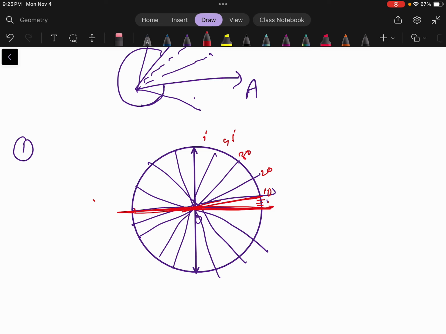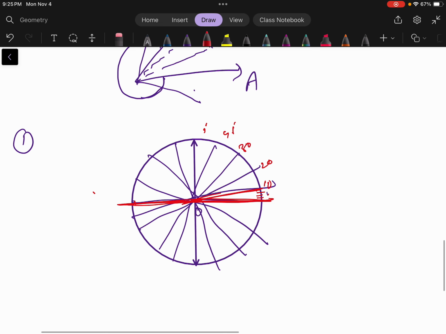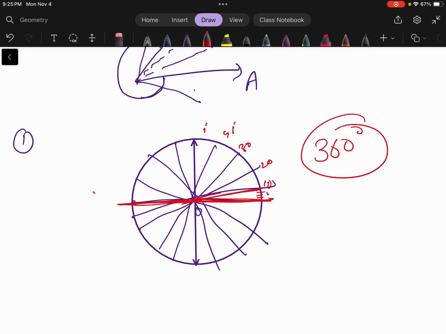So this entire circle is divided into how many 1 degree parts? 360 equal 1 degree parts. It has 360 equal parts, and each one part is denoted by 1 degree. Clear?